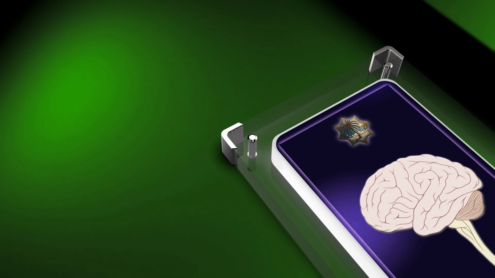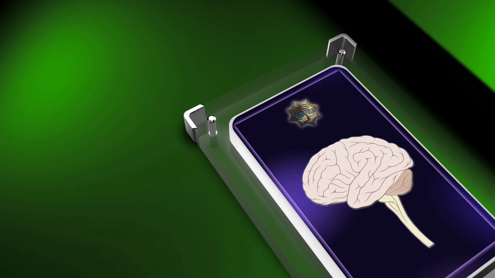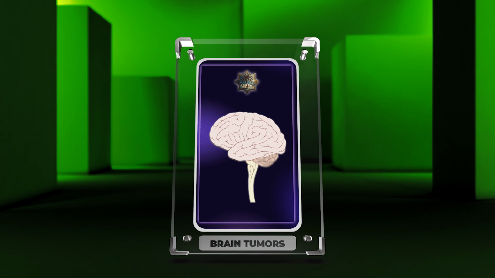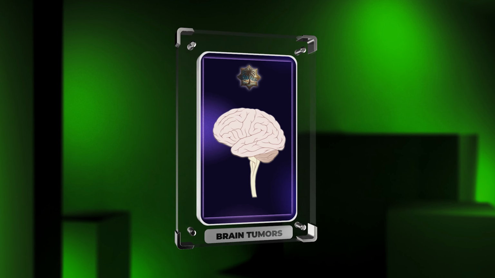Today, we will be delving into the fascinating and complex world of brain tumors. Brain tumors are abnormal growths of cells that multiply and form a mass inside the brain. While there are various types of brain tumors, each with their own unique characteristics, our focus today will be on some of the most common and significant brain tumor types.